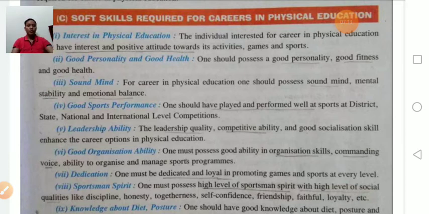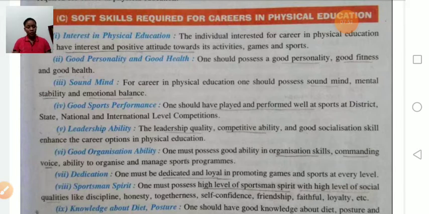Good sports performance. One should have played and performed well in sports at district, state, national and international level competitions. For this, you should participate in sports competitions. Leadership ability. You should have leadership quality so that you can lead a group.